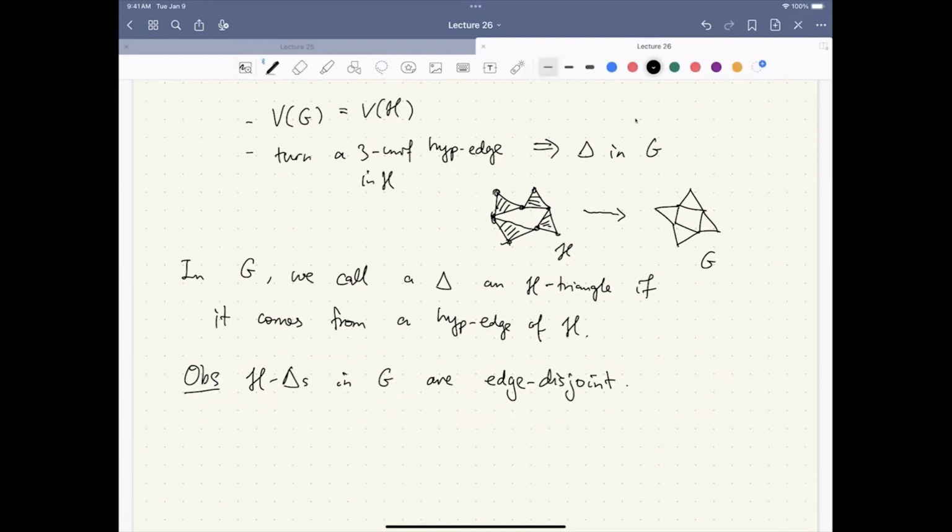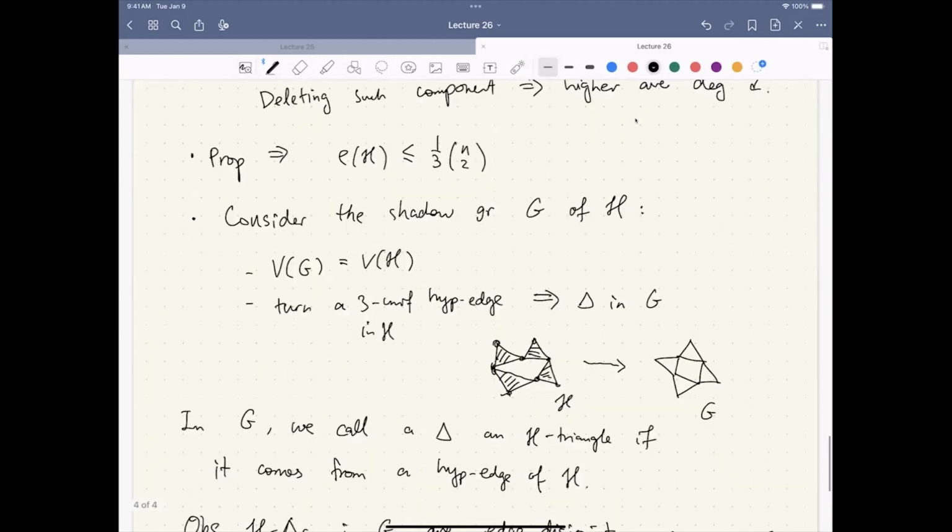This is very simple. If you have two triangles that are not edge-disjoint, that means it looks like this diamond: two triangles sharing an edge in G. If both of these triangles correspond to a hyperedge in H, that would correspond to two hyperedges sharing two vertices, and it's not linear. So we don't have two H-triangles in G sharing an edge. They are edge-disjoint. Good.